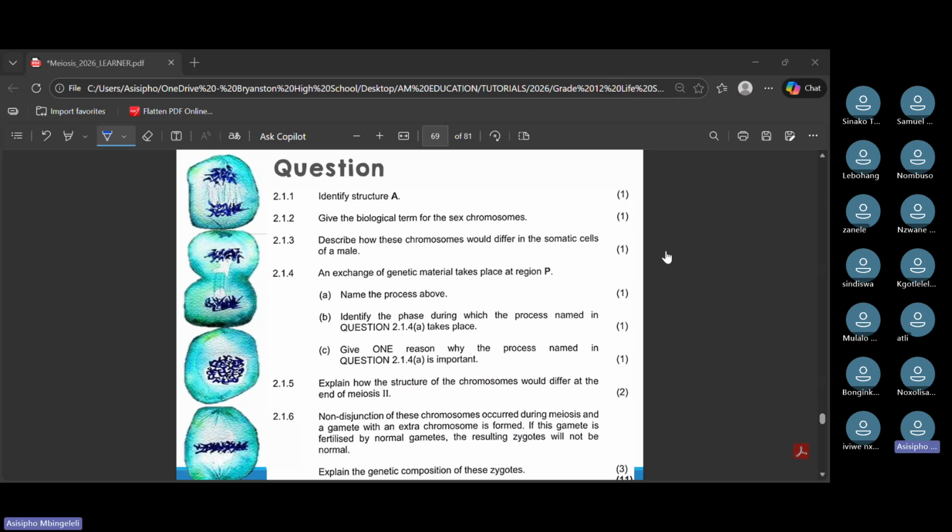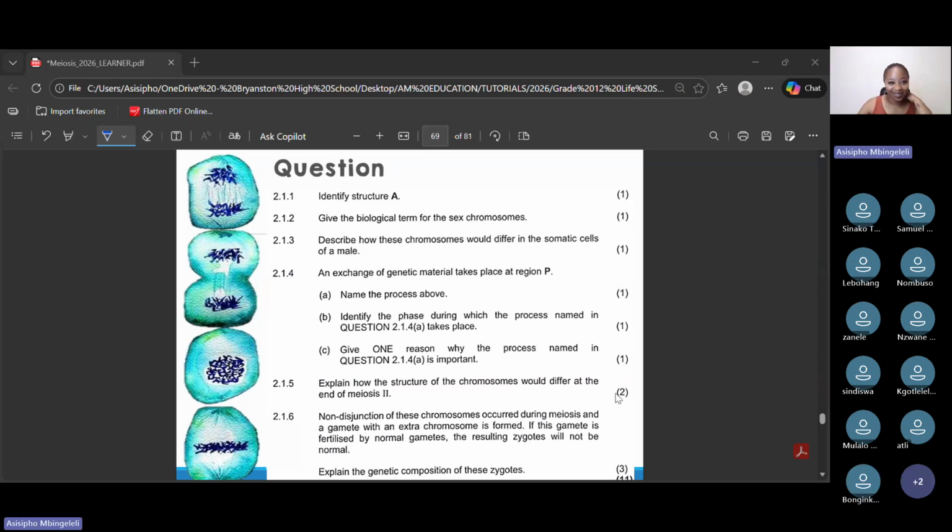Okay, I think we can start now. Lilo, you'll be the first one to give us answers. Okay, let's mark quickly, guys. Identify structure A. So what did you say? I said the structure A is our centromere. Centromere, that is correct.